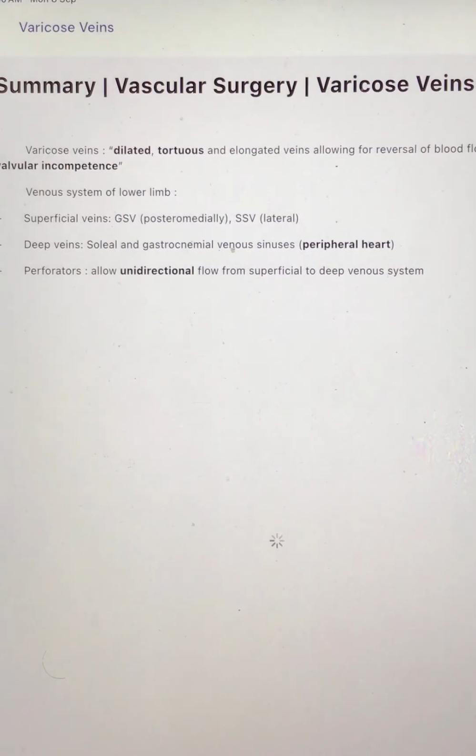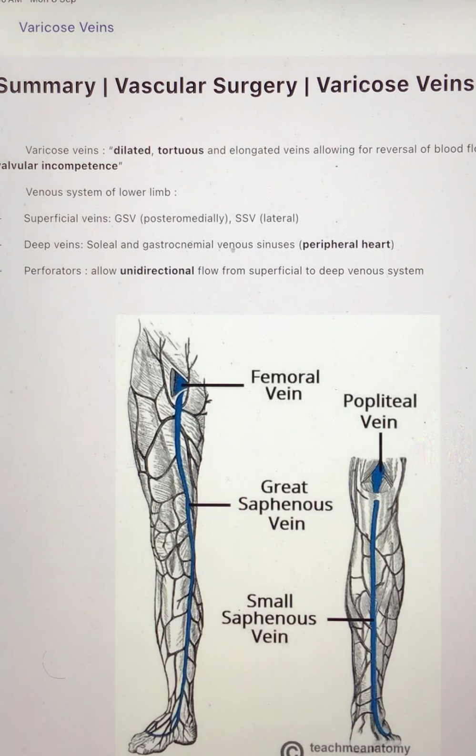Now if you see, this is varicose veins. Varicose veins are dilated, tortuous and elongated veins allowing for reversal of the blood flow due to valvular incompetence. Veins, elongated veins, venous system of the lower limb.